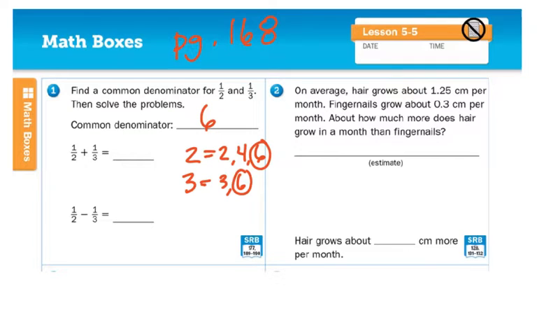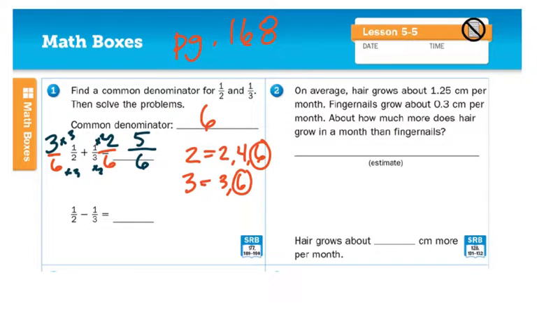So then what I need to do is to go ahead and change each one to 6. Here, I multiplied by 3, so I'm going to multiply the top by 3. Here, I multiplied by 2, so I'll multiply the numerator by 2. Now that I have common denominators, I can go ahead and add straight across. 3 plus 2 is 5. I keep 6 the same.